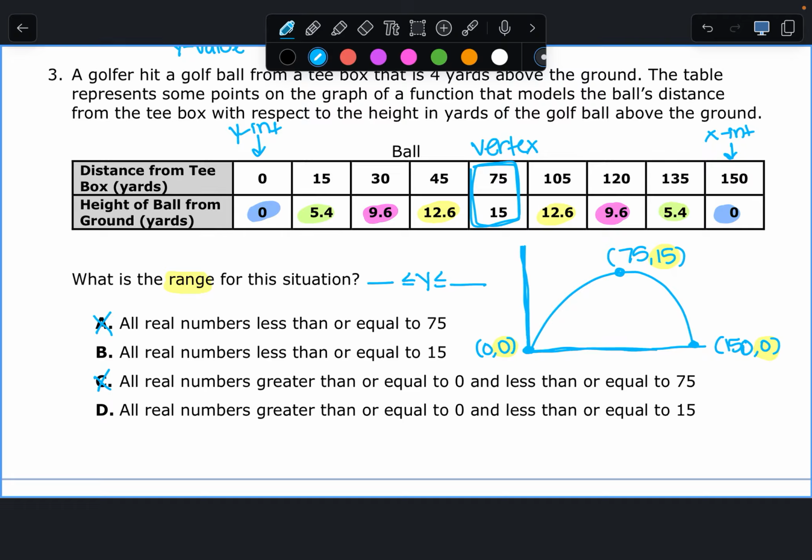What's the smallest y value? What's the highest? So your answer is D. It goes from 0 to 15. Don't let the other wording confuse you. Turn the page.